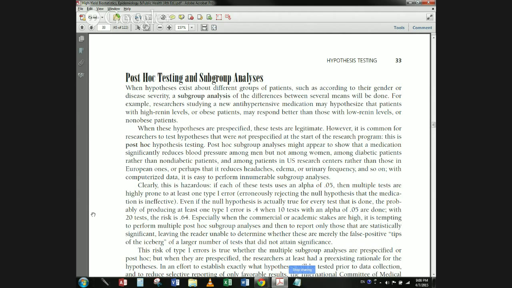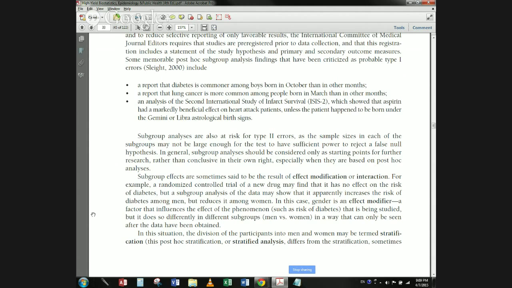In an effort to establish exactly what hypotheses will be tested prior to data collection, and to reduce selective reporting of only favorable results, the International Committee of Medical Journal Editors requires that studies are pre-registered prior to data collection, and that this registration includes a statement of the study hypotheses and primary and secondary outcome measures.